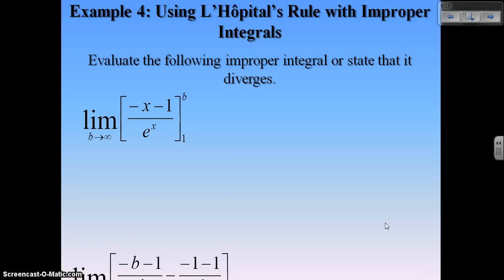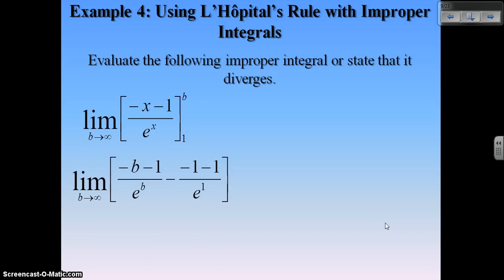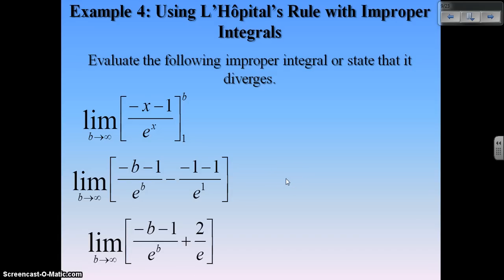And as such, since it's infinity over infinity, of course, you know that we can fix that. We can plug things in. We can do whatever it is we need to do. But let's go ahead and take care of the b's first. Let's go ahead and plug in our b's before we worry about simplifying this. When I plug in my b and my 1, that gives me negative b minus 1 over e to the b. And then we have this part right here. We simplify. All of this part right here becomes 2 over e. Now that 2 over e is done. There's no variables left in which to substitute.